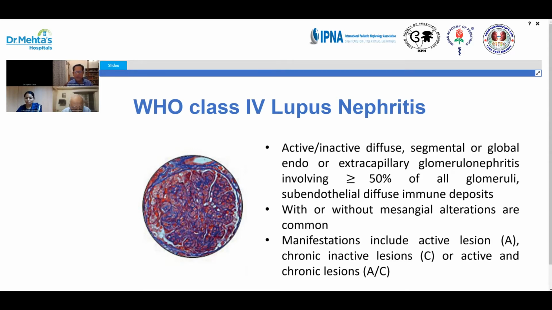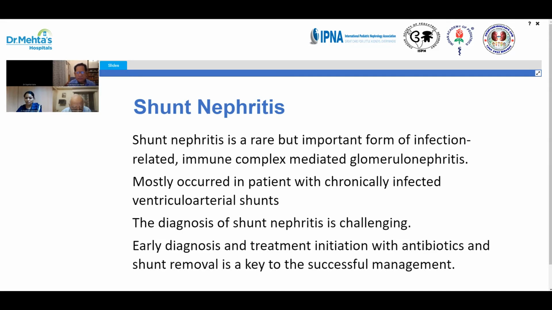Shunt nephritis. We know that in pediatric patients who have hydrocephalus, sometimes we need to put in a shunt, and a shunt is a foreign material, so there is every possibility of colonization by bacteria. When they develop infection, for a long time the bacteria can colonize and persist, and that gives rise to the nephritis.